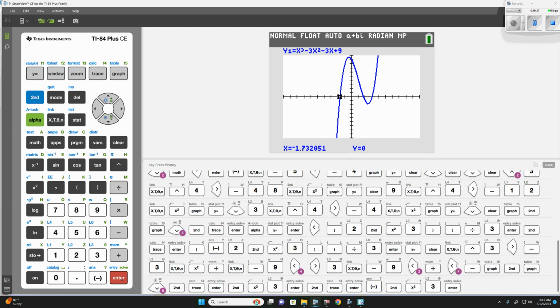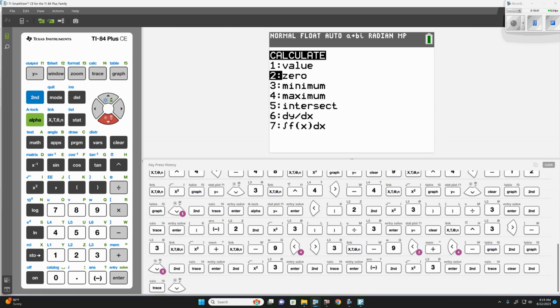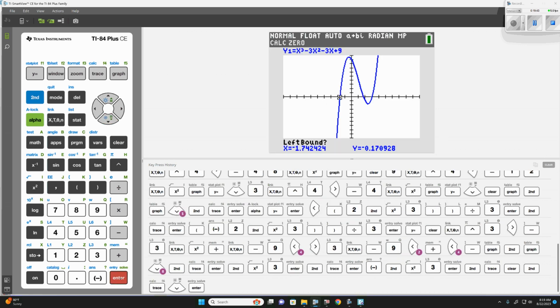Now we could have tried finding second trace, the second one zeros. Whenever you find a 0, you put this little x first to the left of where it crosses the x-axis. So we put it down here, and we have a line. When it asks for right bound, we put it to the right of that value, and then hit it one more time, and we get this here.